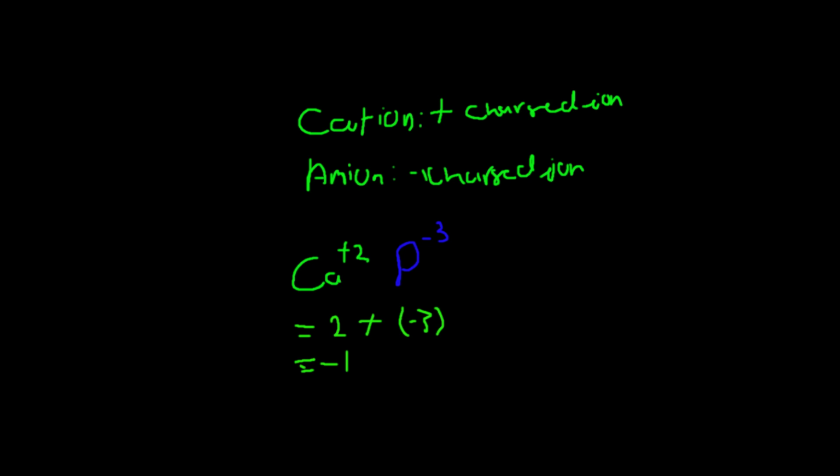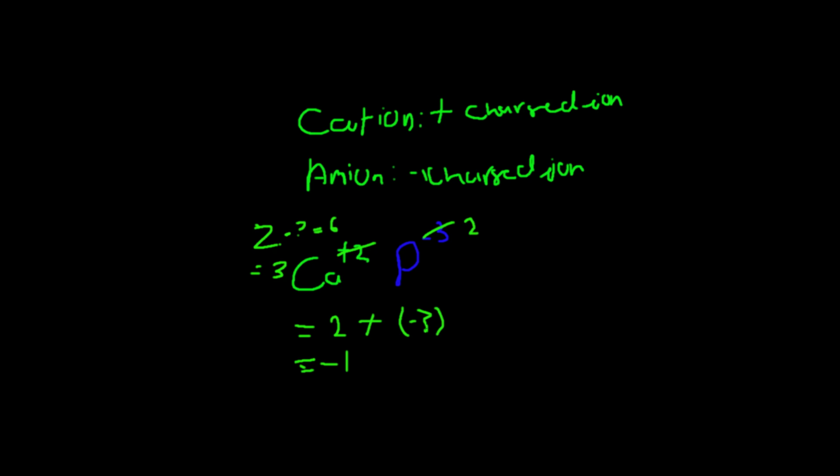Let's get rid of these ions. We know that phosphorus has a charge of negative 3, and calcium has a charge of positive 2. Let's find a common multiple between them. Both 3 and 2 go into 6. So 2 multiplied by a question mark equals 6. That's going to be 3. And for phosphorus, 3 multiplied by something equals 6. That's simply 2.